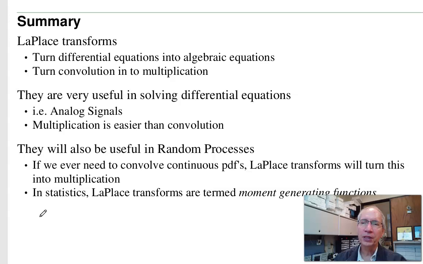In addition, they're used in random processes. If I ever need to convolve continuous PDFs, Laplace transforms are nice. If I ever need mathematics that can describe a continuous function, Laplace transforms are useful. Now in statistics, Laplace transforms are called moment-generating functions, but it's really just Laplace transform. So in this course, I'm going to be calling them Laplace transforms, occasionally moment-generating functions. The two terms are interchangeable. The entire world calls them Laplace transforms, except statisticians. Statisticians call them moment-generating functions, same thing.